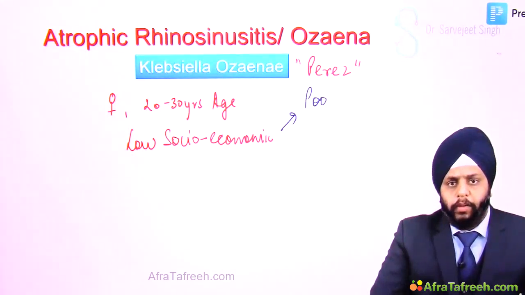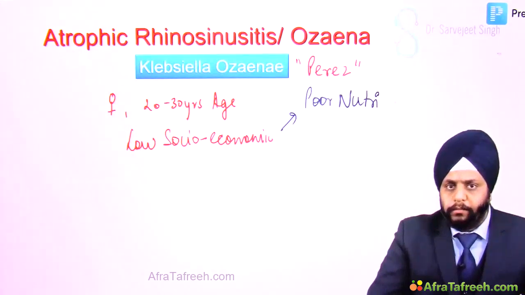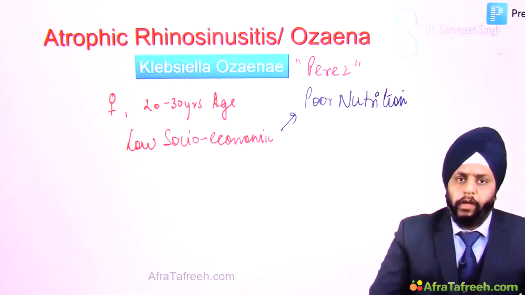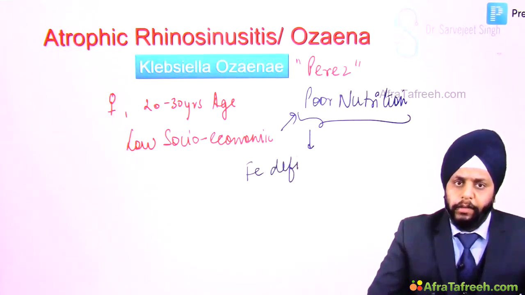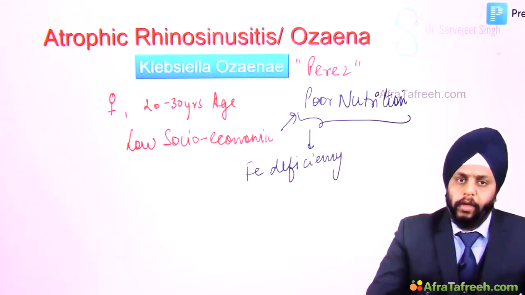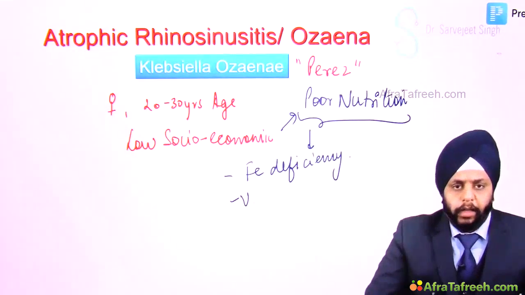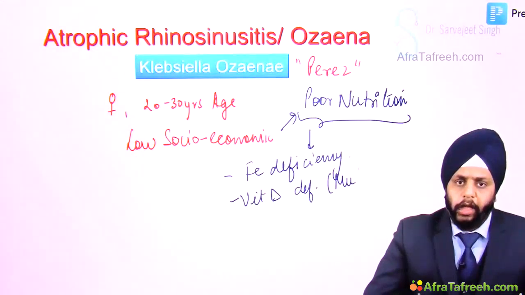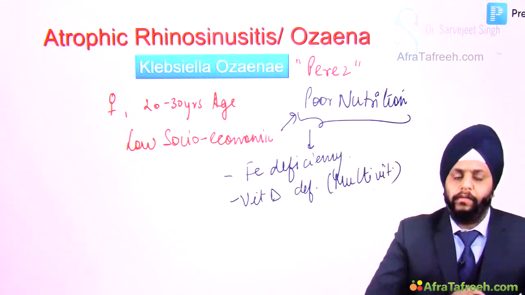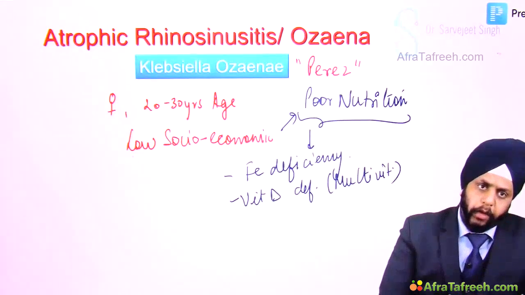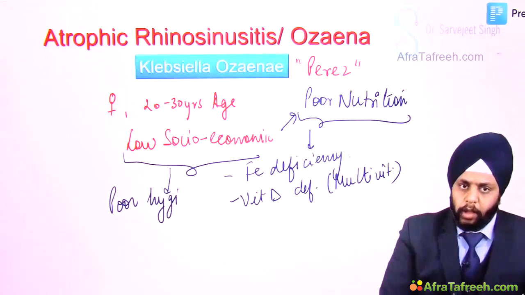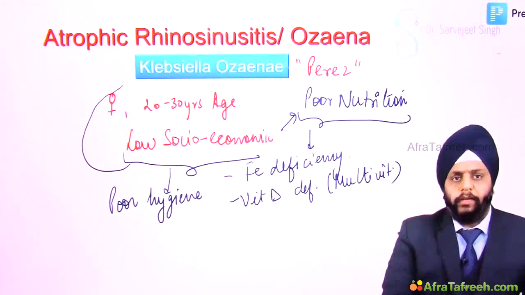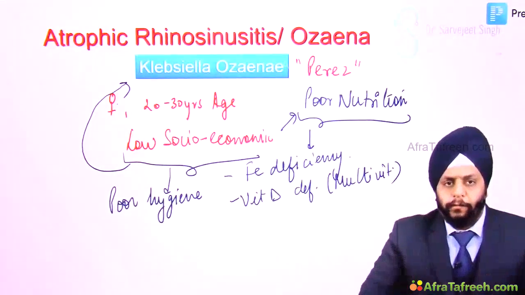Number one, the patient may have poor nutrition, and poor nutrition may mean the patient has iron deficiency. The patient may also have multivitamin deficiency, especially vitamin D deficiency. Low socioeconomic status may also imply poor hygiene, and we know that the patient has Klebsiella anginae infection, which is a result of poor hygiene.